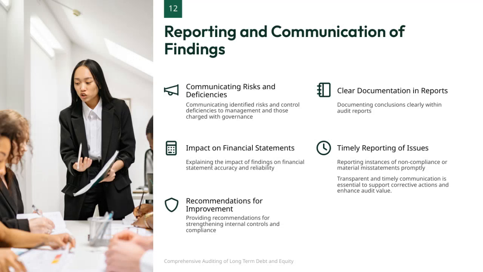When it comes to reporting and communicating our findings, there are several key aspects to focus on. First, it's crucial to clearly communicate any identified risks and control deficiencies to management and those charged with governance. This ensures everyone is aware of potential issues that could impact the organization. Next, we need to explain how these findings might affect the accuracy and reliability of the financial statements. This helps stakeholders understand the significance of the issues in the context of the overall financial health.